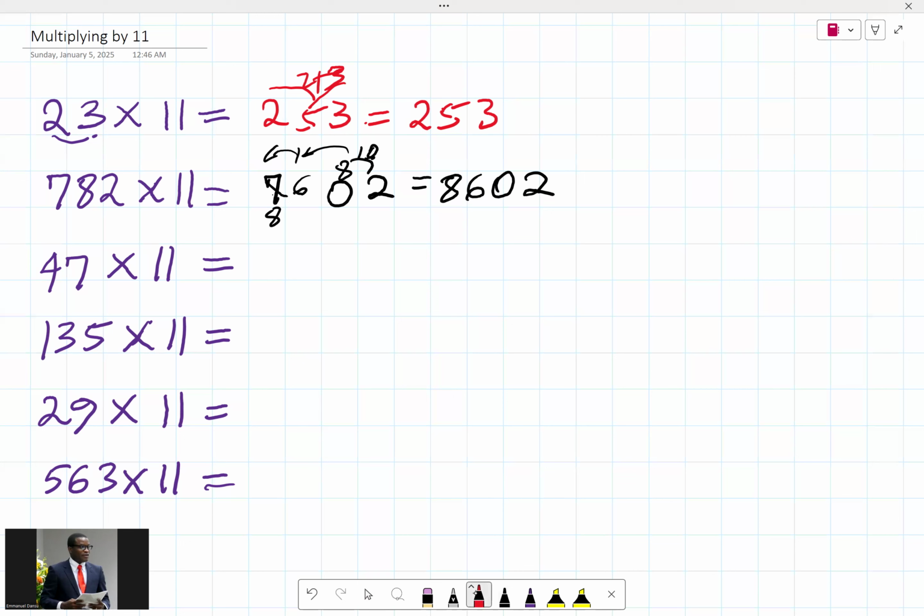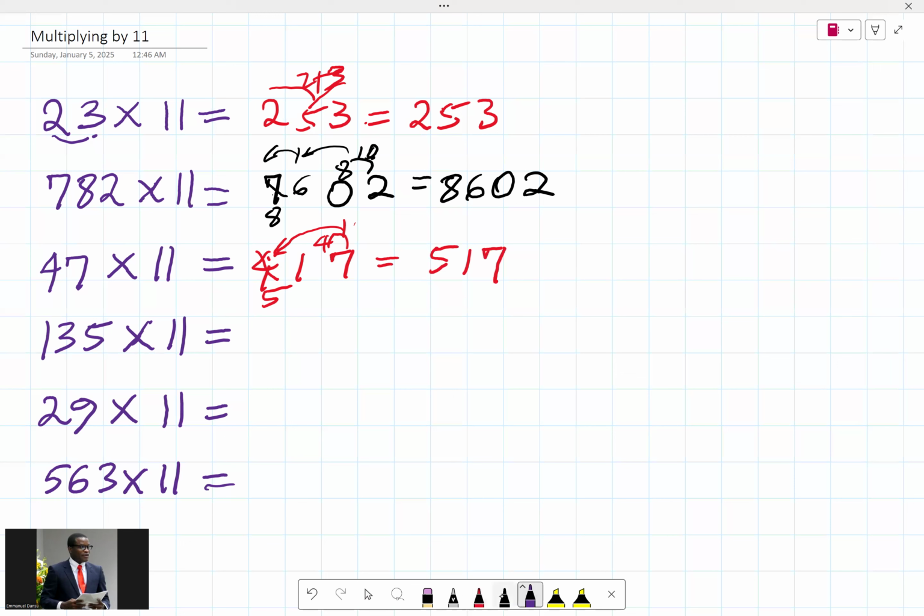Okay, so we move to the next one. 47 times 11. Again, you have the beginning 4, right? And you have 7. So now 7 plus 4 is 11. So you write 1 and that one can go and be added to 4, and then here you have 5. So 47 times 11 is 517.